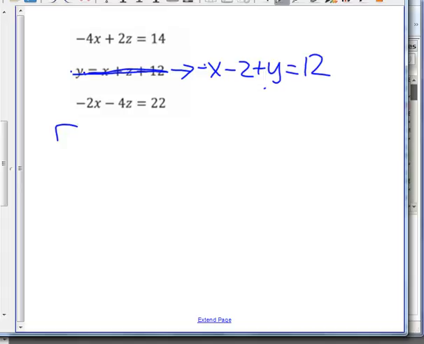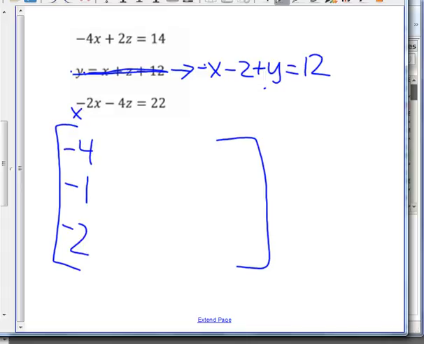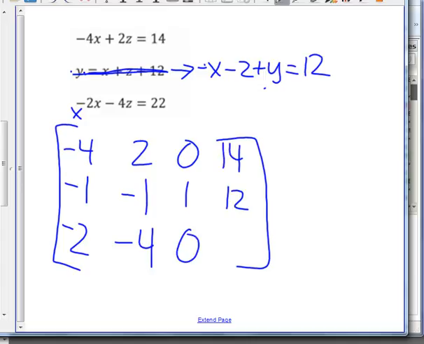So now we can enter it, or make our matrix. All of our x's. So -4, -1, -2. And then we're going to do our z's next. So we have 2z, -1z, -4z. This one doesn't have a y, so that's a 0. This has one y, and this doesn't have a y. 14, 12, and 22.